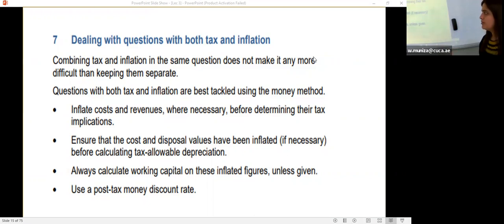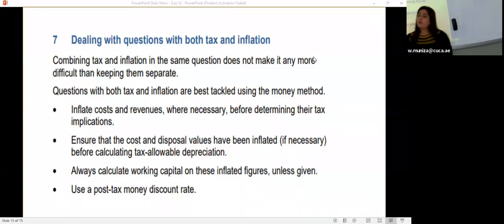Inflate cost and revenues where necessary before determining their tax implications. So as usual, first we are going to inflate the cost and revenues, only then we are going to incorporate the taxation in it. Ensure that the cost and disposal values have been inflated if necessary before calculating tax allowable depreciation. Always calculate working capital on these inflated figures unless given. Use a post-tax money discount rate. Okay, now for taxation, you should be considering that you are using post-tax discount rate.